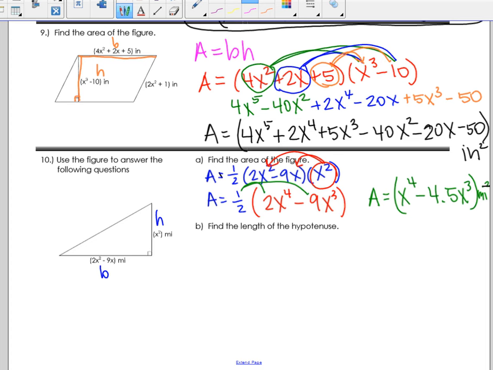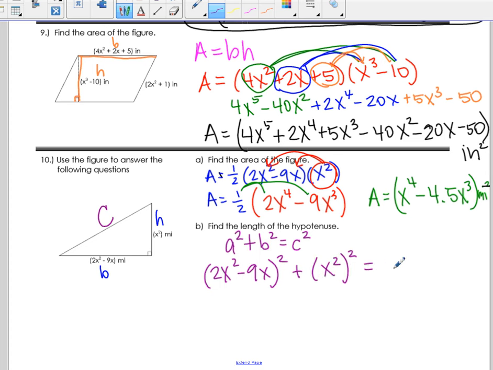Now this is find the length of the hypotenuse. Well, remember, this is a right triangle. To find sides of right triangles, it's a squared plus b squared equals c squared. So a and b are your legs, c is your hypotenuse. That's what we're looking for. So it doesn't matter which one you use. Let's say we have 2x squared minus 9x for a, plus x squared, squared for b. So I made a my 2x squared minus 9x and b my x squared.